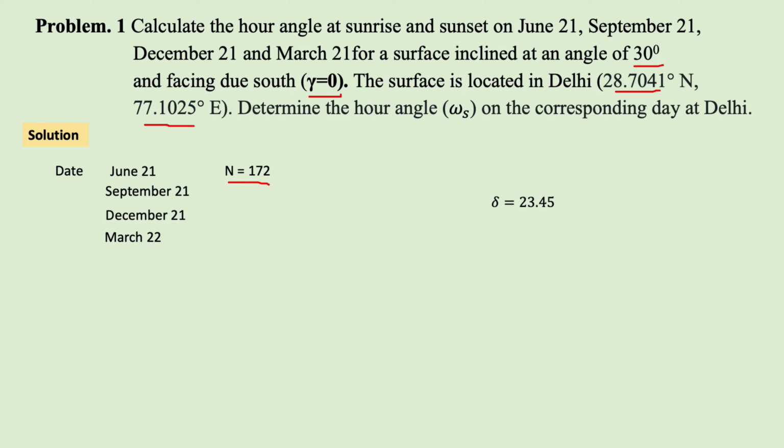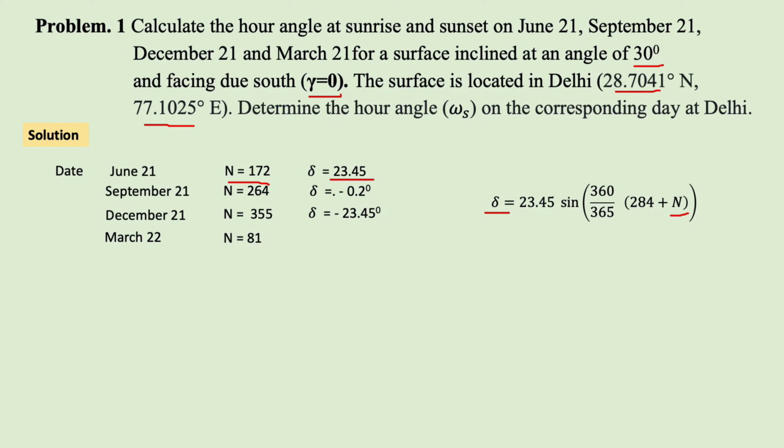And for calculating the declination angle, we have to use this equation, and in this equation the value of N we calculate by simply counting from January 1 till the date, and delta comes out to be 23.45 degrees. If we take the case of September 21, the value of N is 264, and by placing it into the equation we get delta as minus 0.2 degrees. For December 21, the value of N is 355 and delta is minus 23.45 degrees, and for March 22, N is 81 and delta is 0.